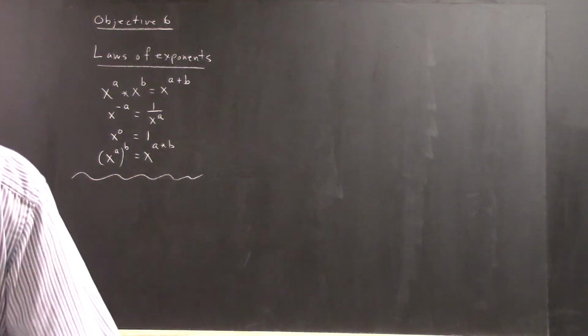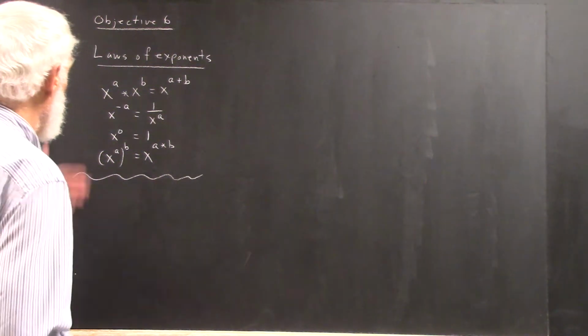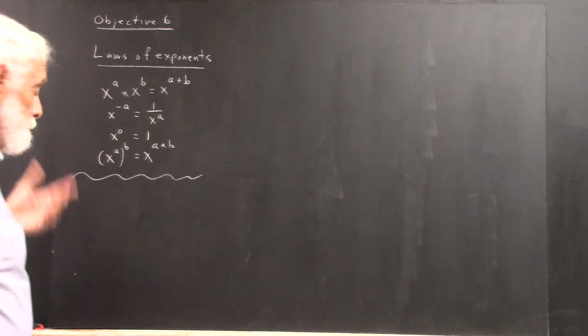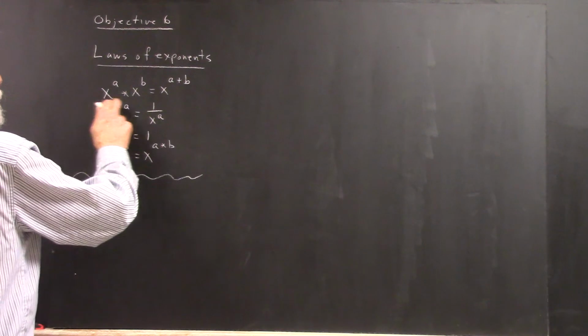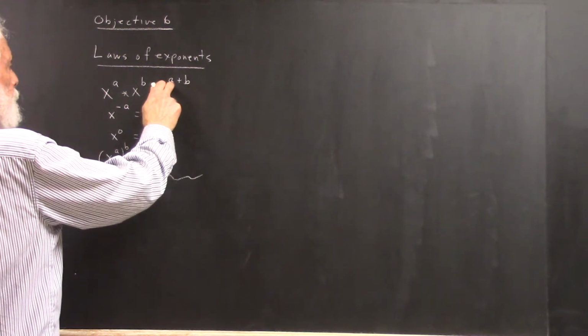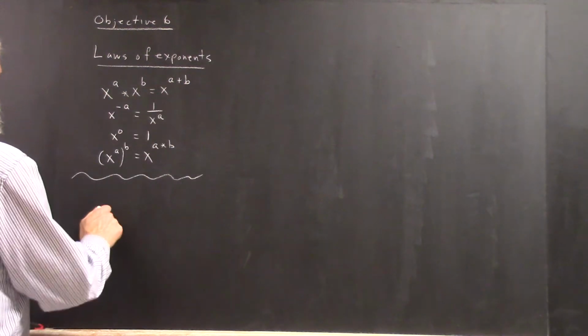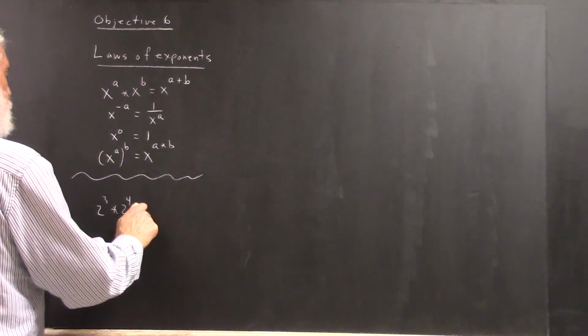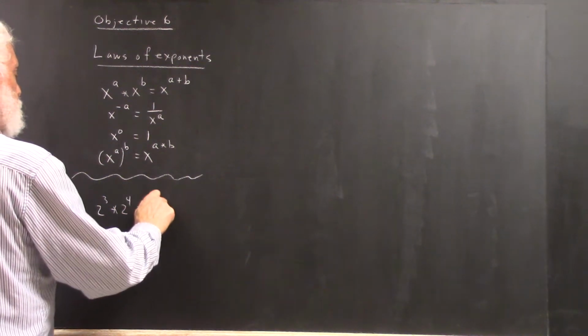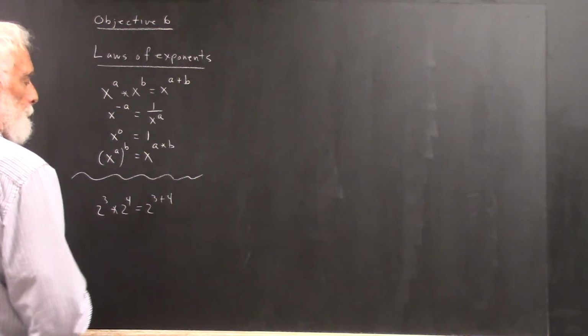Okay, your laws of exponents, or rules for exponents, are these. Just as examples, x to the a times x to the b always equals x to the a plus b. For example, 2 to the third times 2 to the fourth should equal 2 to the 3 plus 4.